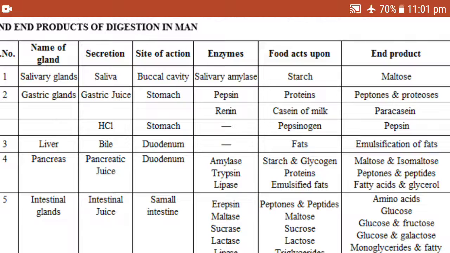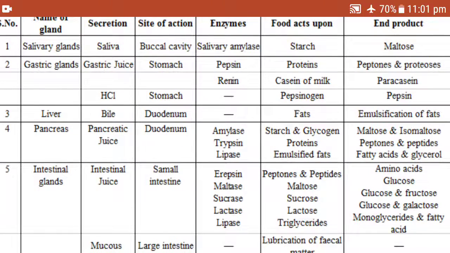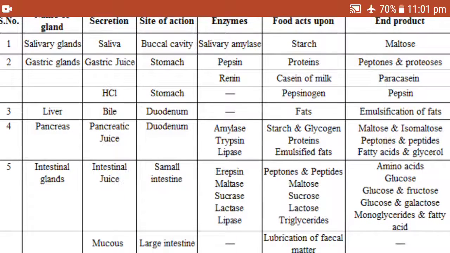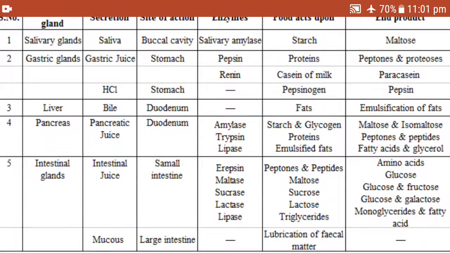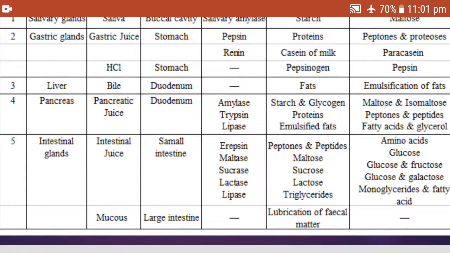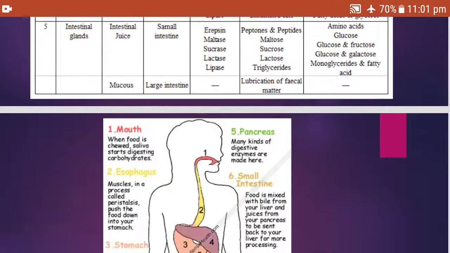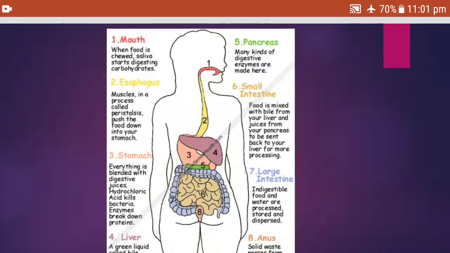Intestinal glands in the small intestine secrete the intestinal juices, which contain the enzymes called sucrase, lactase, lipase, and leftover digestion takes place in the small intestine. Moreover, the absorption of the nutrients takes place. And of course, in the large intestine, the mucus will be there, which helps in the lubrication of the fecal matter. So, no digestive enzymes are present in the large intestine.